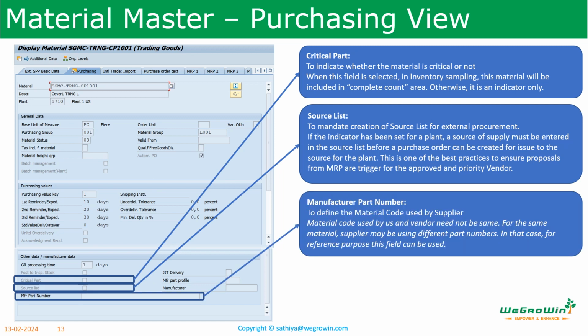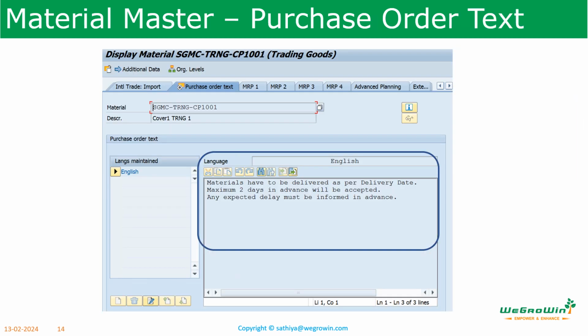And then manufacturer part number. It is to define the manufacturing code used by the supplier, because the material code used by us and the material code used by the supplier need not be the same. It may be different between us, right? So at that time, to mention what the manufacturer part number is, we can use this field. So with this, we are completing the purchasing view.